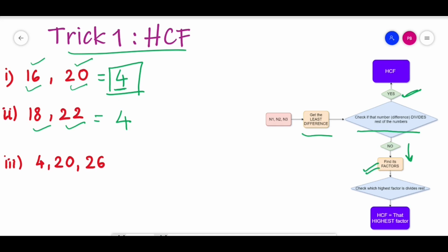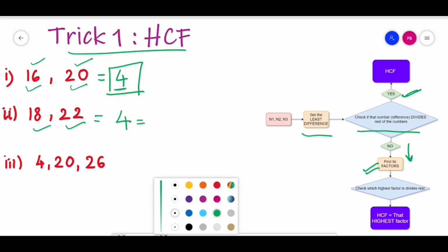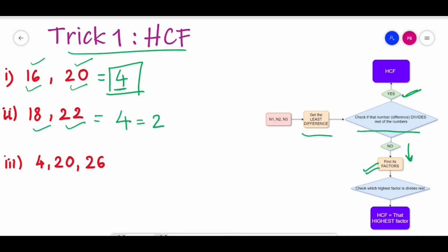Find its factors. So let's start with the highest factor. Factor of 4 is 2. Now check whether this 2 completely divides these two numbers or not. So 18 divided by 2 is 9 and 22 divided by 2 is 11. So yes, completely divisible. That's why 2 is our HCF.